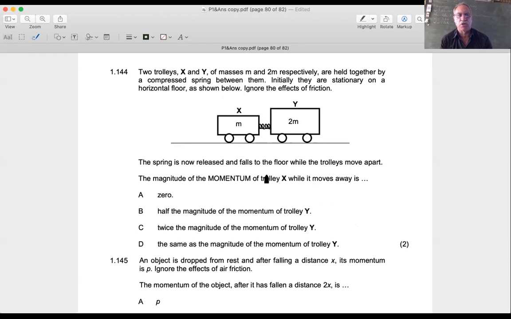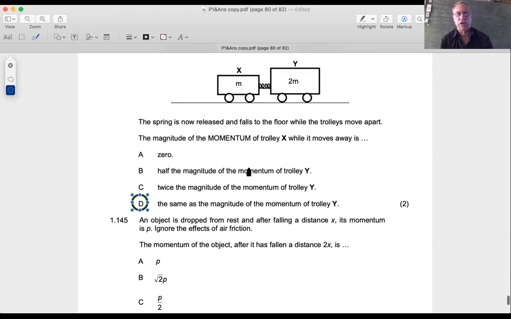The magnitude of the momentum of trolley X while it moves away is 0, half the magnitude of the momentum, twice the magnitude, the same as the momentum. The momentum is conserved, folks. The answer is D. It started with no momentum, then if that gets momentum M to the right, this must have that momentum M to the left. The two momentums have got to cancel each other out. So they have the same magnitude as the momentum of Y. Okay, they've got different signs because they're vector quantities. One momentum would be minus M, the other would be plus M.